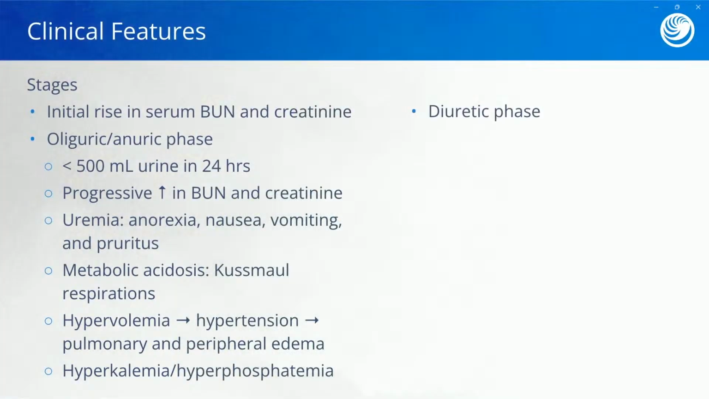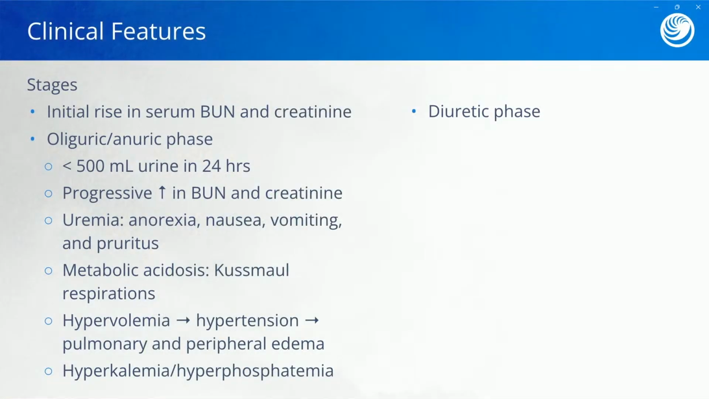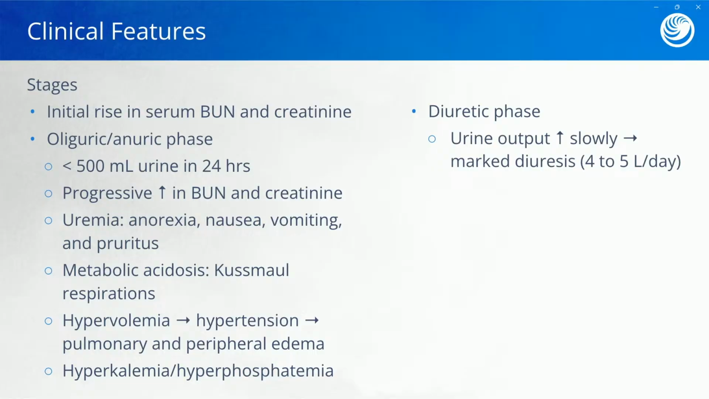Following the second phase, we enter the third and last phase, which is the diuretic phase. In this phase, the kidney's glomerular function has slowly returned. However, because the kidney's tubules are affected and are unable to concentrate waste appropriately, this results in heavy diuresis and fluid volume loss. This phase is characterized by a slow increase in urine output, followed by heavy diuresis of up to 4 to 5 liters per day.